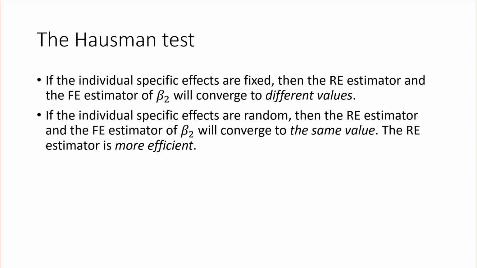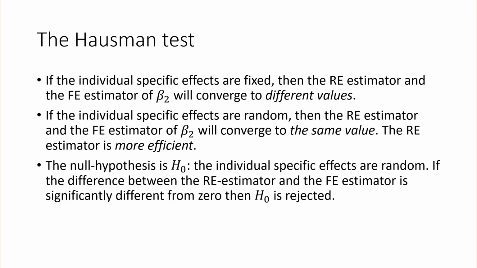If the difference between the estimates is very small and close to 0, well then that's evidence in favor of random effects. So in the Hausman test, we simply set up the null hypothesis that the individual specific effects are random. That's the null hypothesis. If the null is true, we would expect our fixed effect estimate to be close to the random effects estimate and the difference to be close to 0. If we find that the difference between the estimates is significantly different from 0, then we reject the null hypothesis. We have then found evidence in favor of fixed individual specific effects.